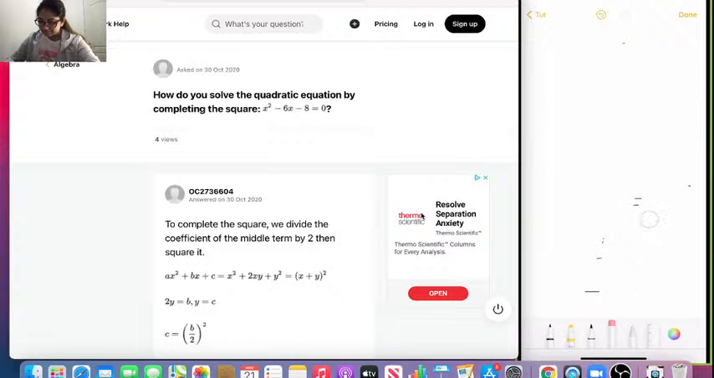And so the next question we have here says, how do you solve the quadratic equation by completing the square? Okay, so what we have here is x squared minus 6x minus 8 equals 0.